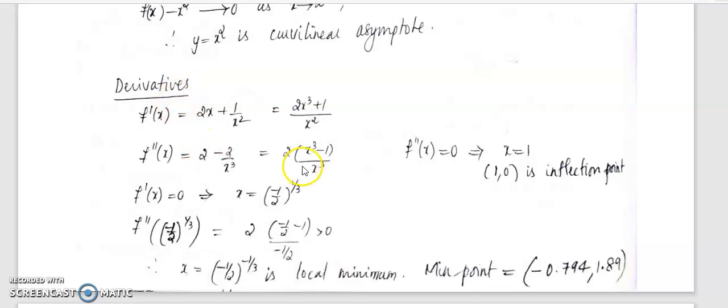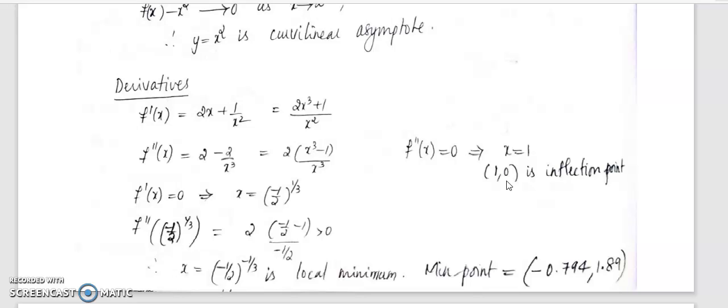Now the second derivative is equal to 0 when x is equal to 1. So therefore 1 is an inflection point. When x is equal to 1, the y value is 0, so the coordinates of the inflection point are (1, 0). So that is an inflection point. Those are the derivatives, the extreme values and the inflection points.